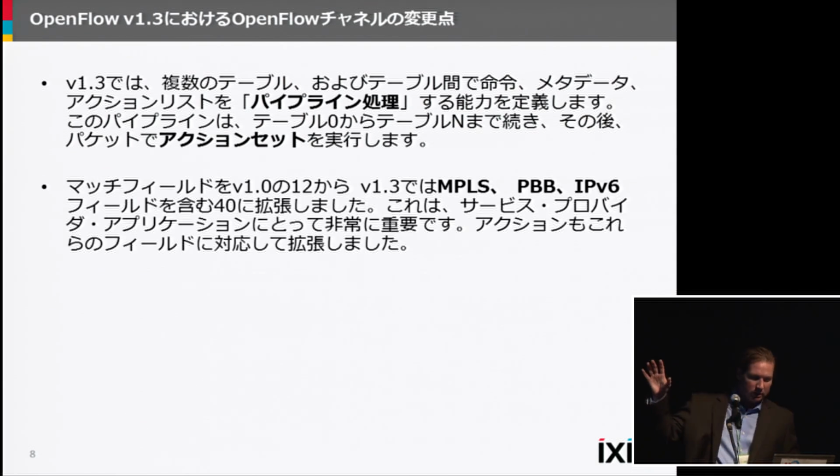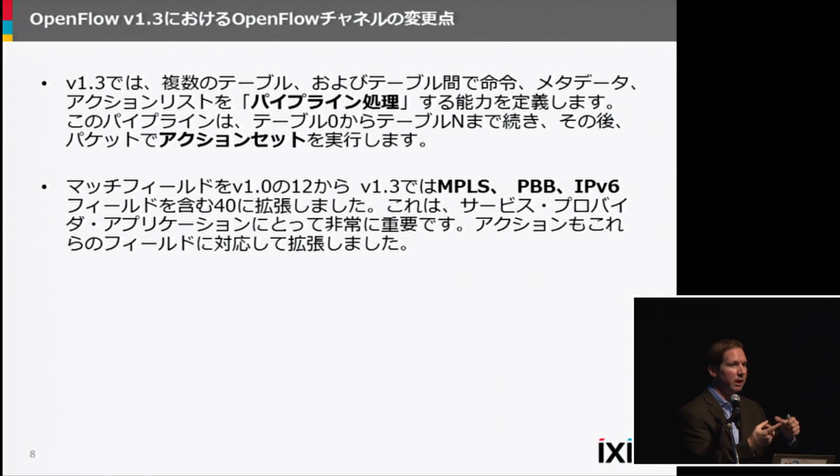The next point is that OpenFlow is fundamentally based on match and action. Match on some field of the packet and then take an action or multiple actions on it. 1.0 defined 12 fields: Ethernet, IP, single VLAN tag, the ingress port. It was pretty limited. Now at version 1.3, it defines 40 fields.